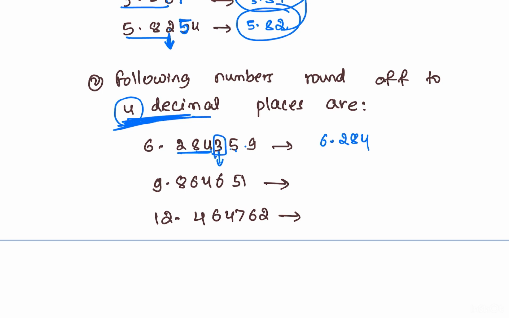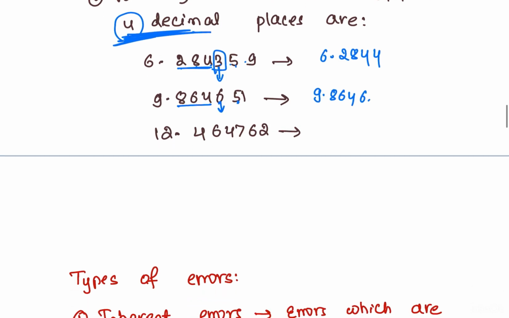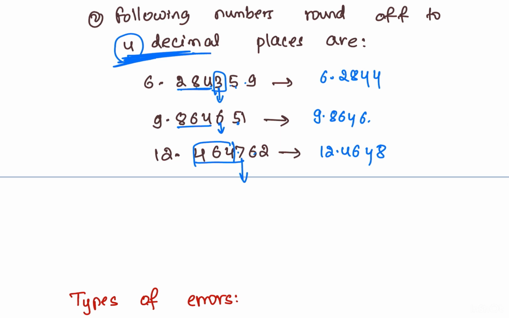Here also, the first 3 digits we write as they are, and the 4th is 6 and the 5th is 5. It is 5 and the 4th is even, so we have to leave it as it is. Here also, the first 3 digits we write as they are, 12.464, and the 4th digit is 7, the next is 6. It is more than 5. We have to add 1 to this. So this is how we can find the rounding of the number after the decimal places.